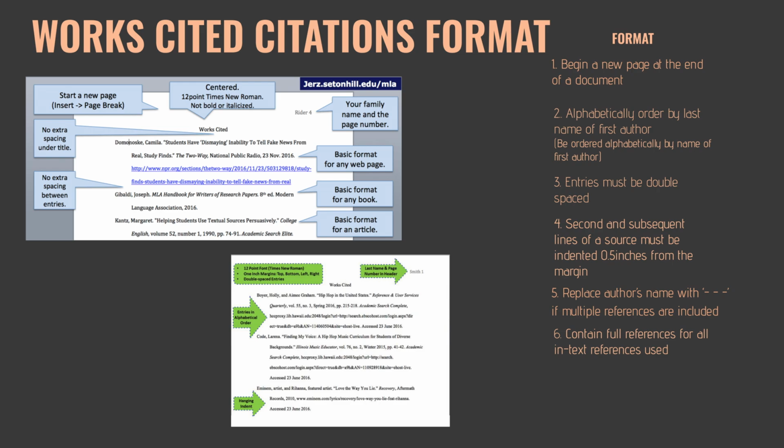Regarding works cited citations, it's essential to designate an entire page at the end of your document. All entries must be double-spaced. One then has to alphabetically order by last name of the first author. Second and subsequent lines of a source must be indented half an inch from the margin. Replace the author's name with the inserted format that you see on the screen if multiple references are included. It's necessary to contain full references for all in-text references used.